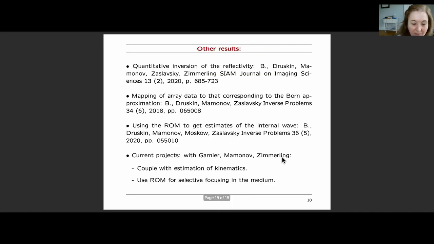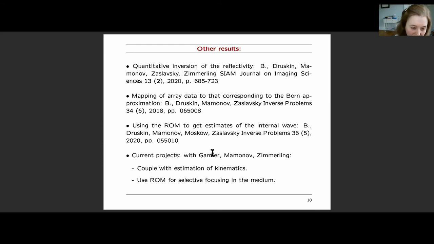Okay, so I have to wrap it up. We have done some other things with this method. In particular, we have a paper that appeared in 2020 with Jörn Zimmerling, where we did a quantitative inversion of the reflectivity, showing how to use this methodology to quantitatively estimate the reflectivity. We also have work, some of you have heard about it, on mapping data to that corresponding to the Born approximation, that is, doing almost a linearization of the scattering problem.